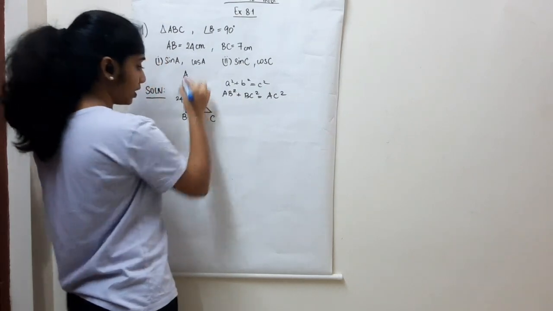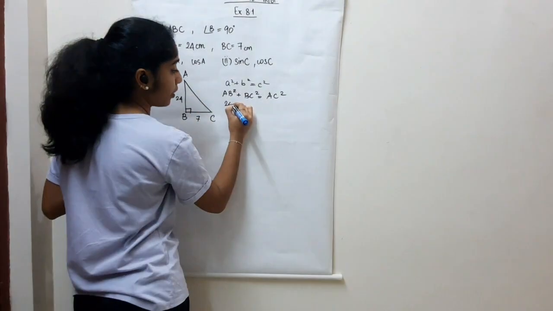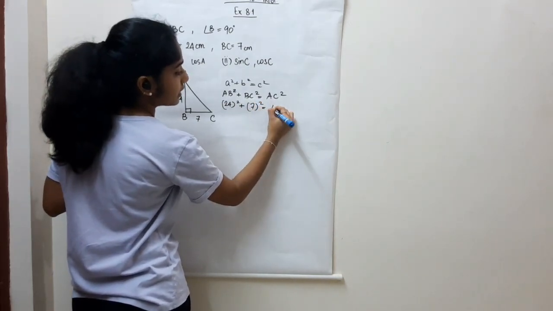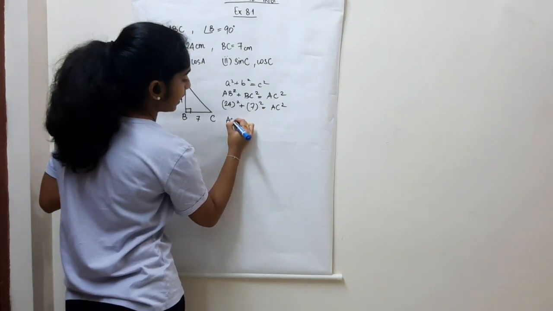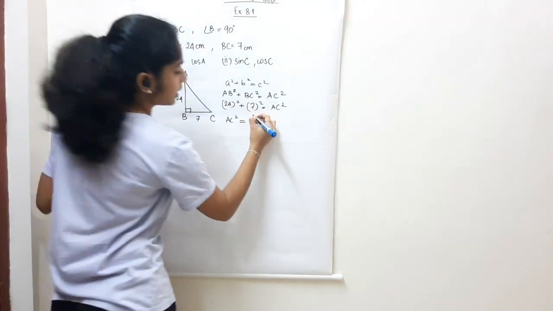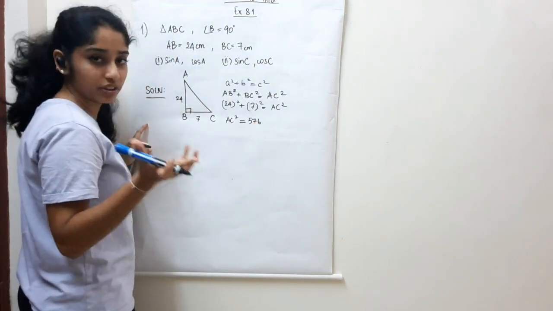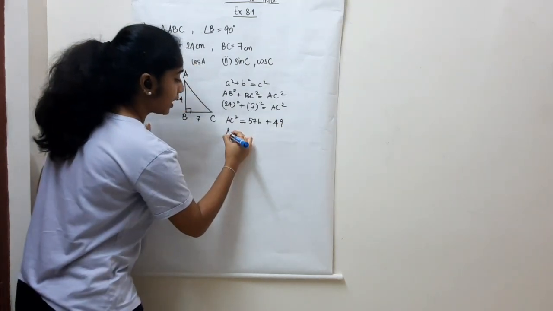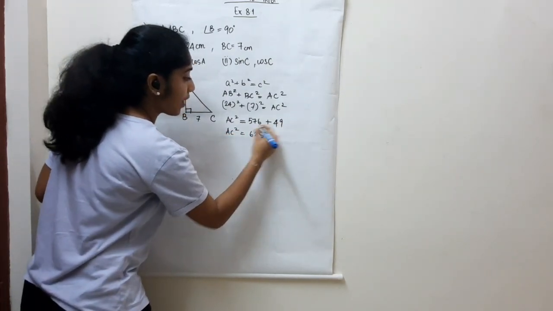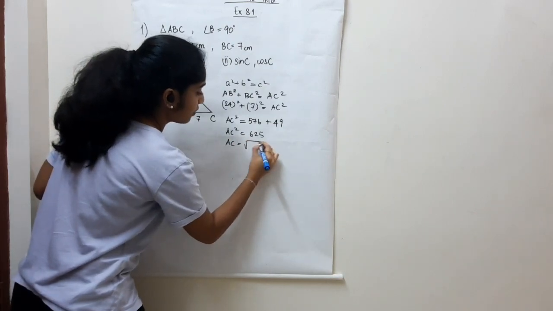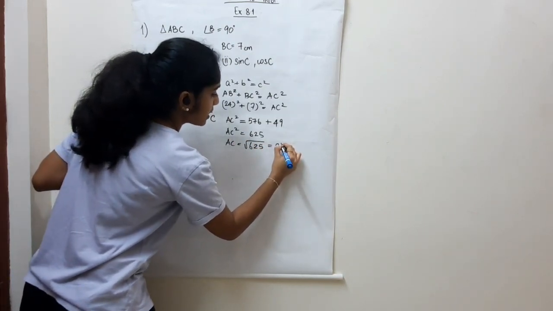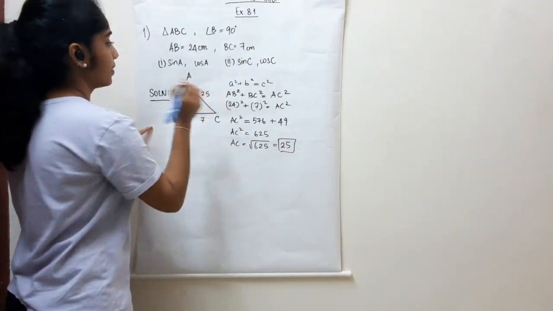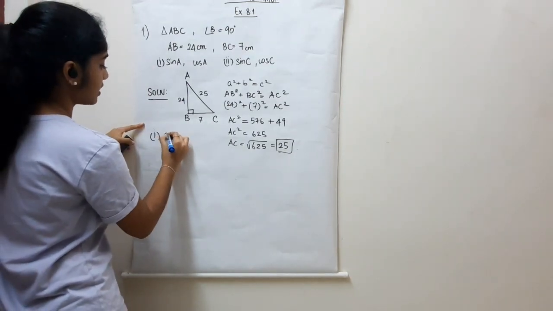So now we know AB is 24, so you have 24 square plus 7 square equal to AC square. So we have AC square is equal to 24 square, which is 576. You can just calculate using your calculator or whatever, and 7 square is 49. So now AC square is equal to 625. You just add them, and AC is equal to root of 625, which is 25. Okay, now we've got AC. Just mark it here.